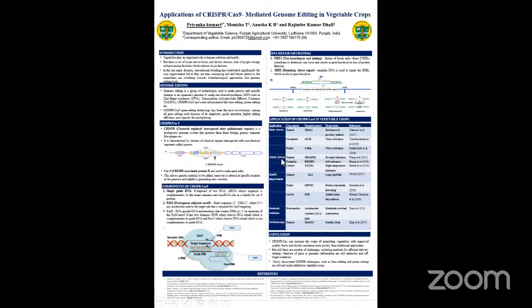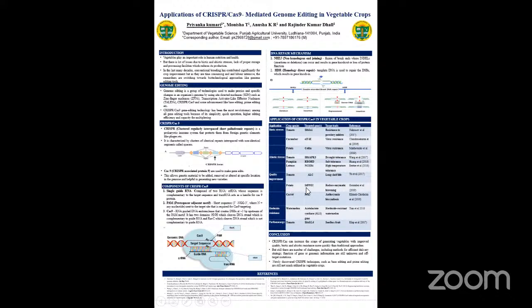And this has also been used for overcoming abiotic stresses, like in tomato, where drought tolerance is created, in pumpkin, salt tolerance, and in lettuce, high temperature tolerance has been created. And it has also been used for quality improvement, like in tomato, the ALC gene has been targeted for creating long shelf life.